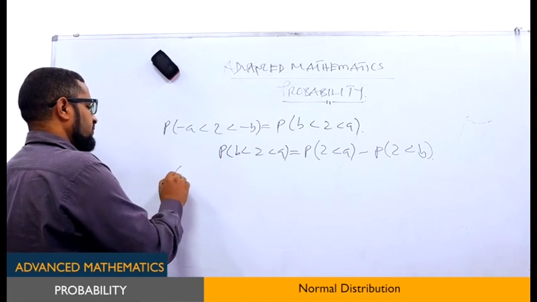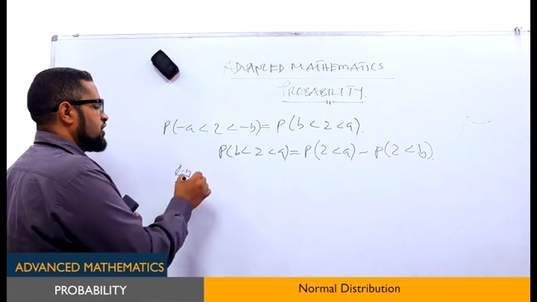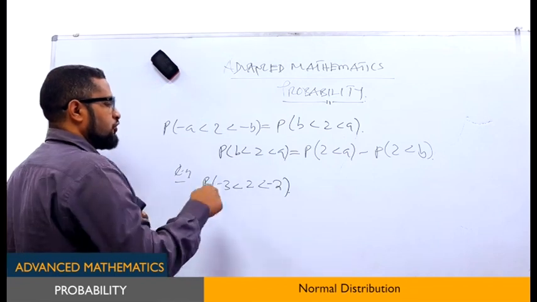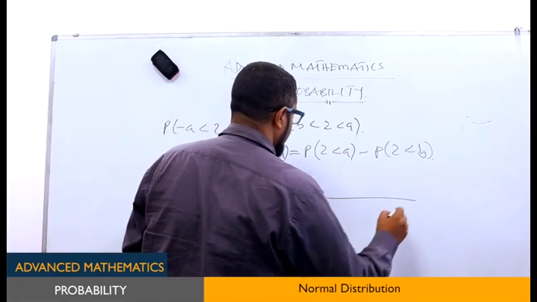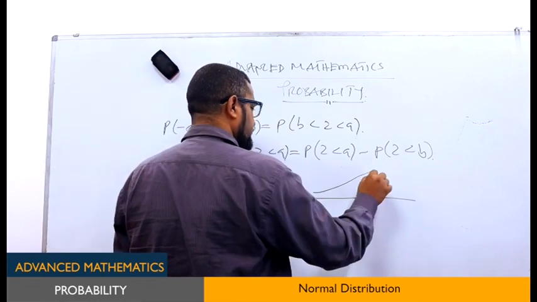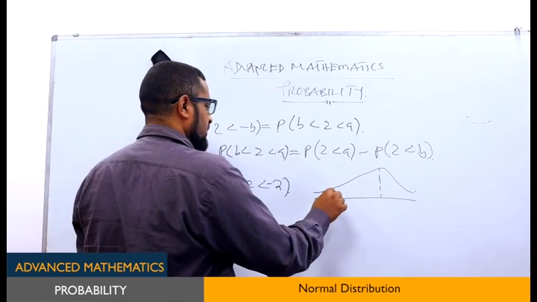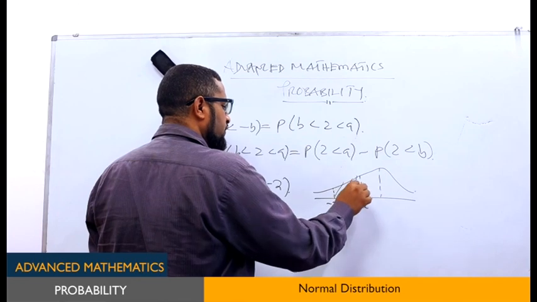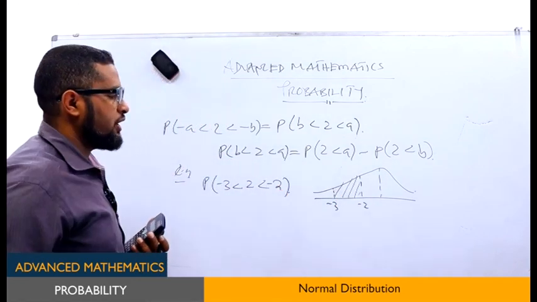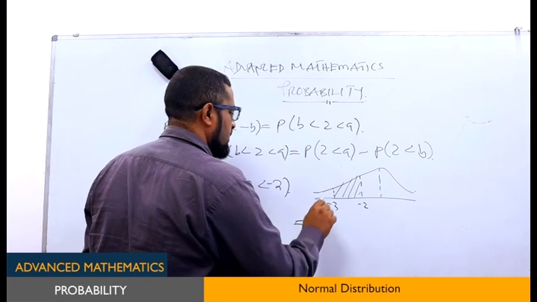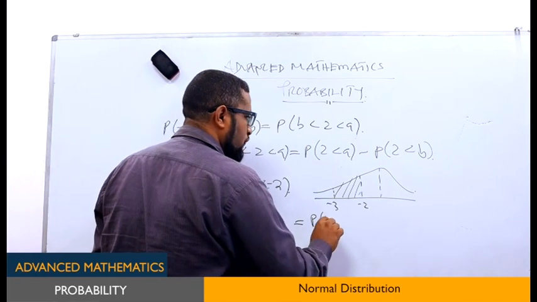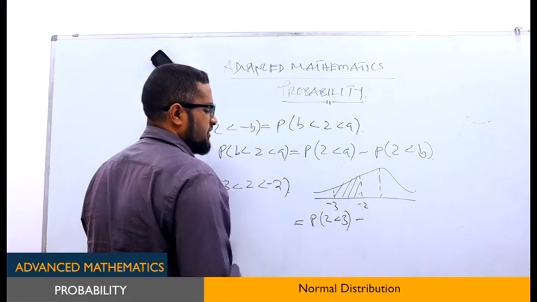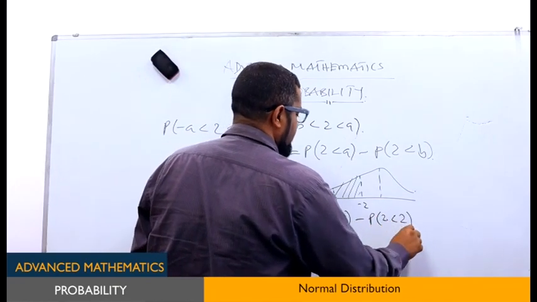For instance, in your calculation, you obtained the following: -3 less than z less than -2. So first you redraw that one and see the area. If you redraw -3 and -2, you are looking for this area. How do we obtain that one? It's the same as taking the probability of z less than 3 minus the probability of z less than 2.